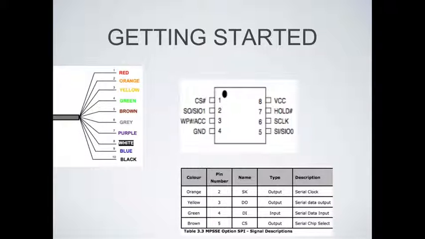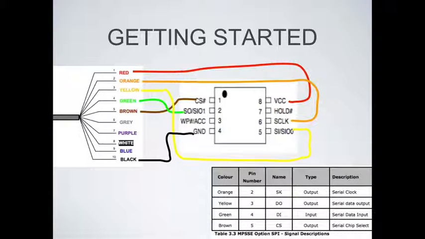And I put the table for what the legend is for the color coding of the C232H for an SPI serial interface. So here is how we did it. Red to VCC, black to ground. Orange is our clock, so we hook it up to the SCLK of the chip. Yellow and green are definitely two things you need to make sure you hook up correctly.